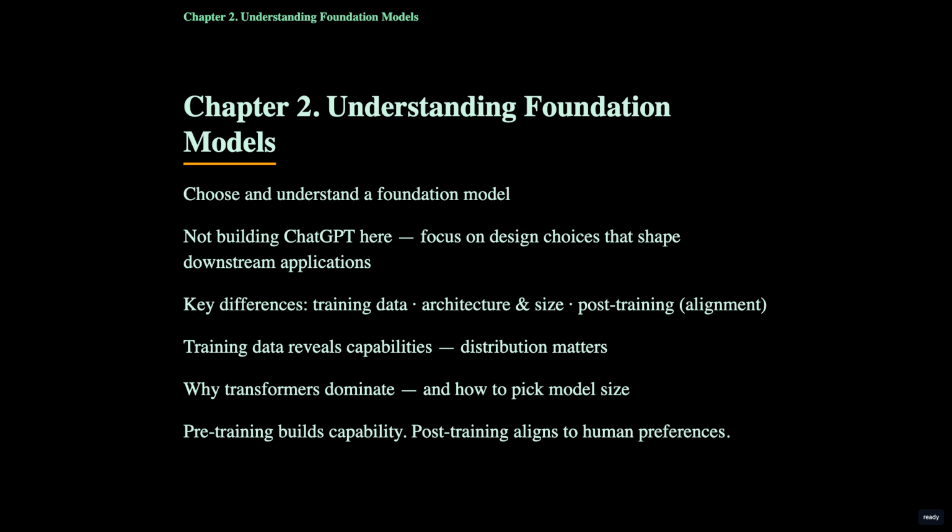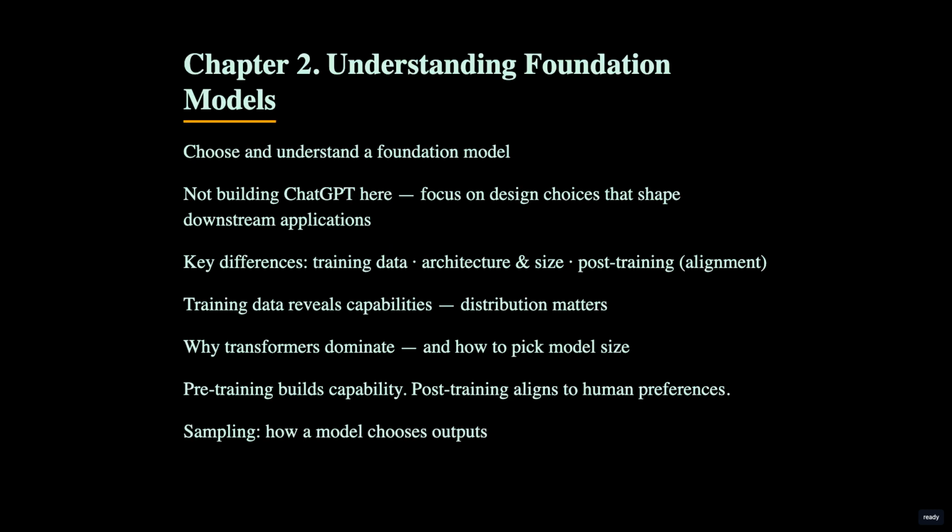Pre-training gives a model broad capabilities, but it doesn't guarantee safe or useful behavior. Post-training adjusts those capabilities to match human preferences by teaching the model what people consider helpful or acceptable. In this chapter, we'll ask what human preference really means, how it can be represented for learning, and why alignment choices shape a model's usability.